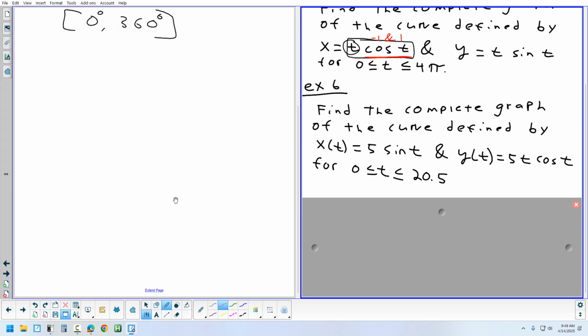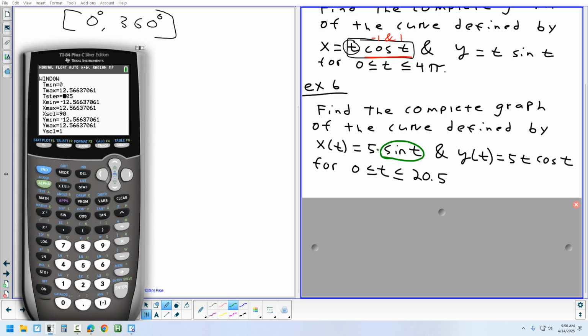Okay, let's look at this part. Sine is always between what two numbers? Yeah? And what if you multiply that by a 5? Okay. So on our x, we're never going to go beyond -5 to 5. No matter how big you let t be, even if you let t be 20, the sine of 20 is still going to be between -1 and 1.